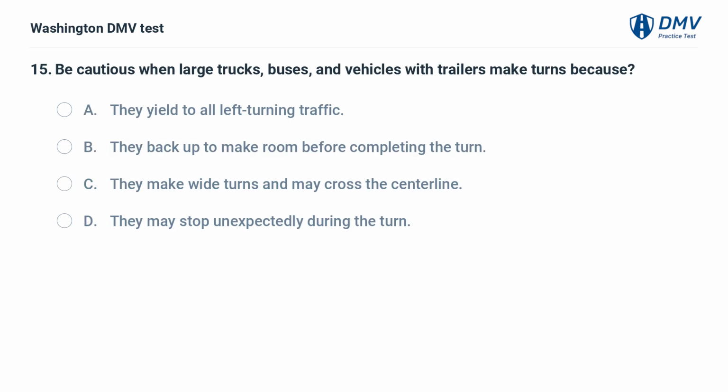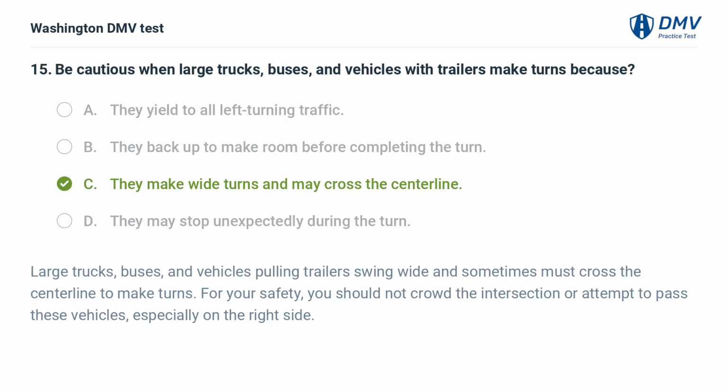Be cautious when large trucks, buses, and vehicles with trailers make turns because A. They yield to all left-turning traffic. B. They back up to make room before completing the turn. C. They make wide turns and may cross the center line. D. They may stop unexpectedly during the turn. C. They make wide turns and may cross the center line.